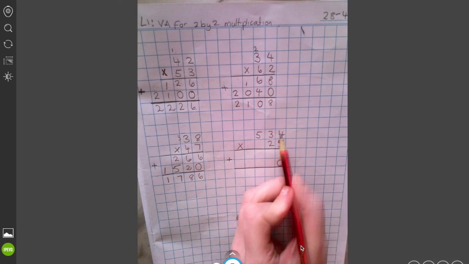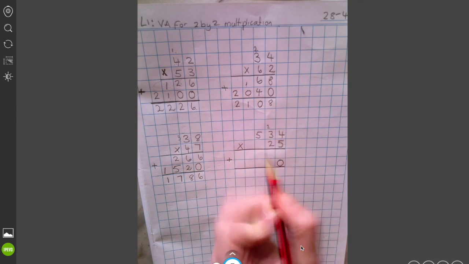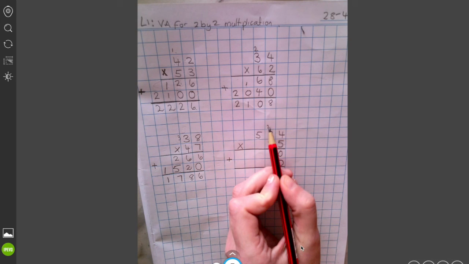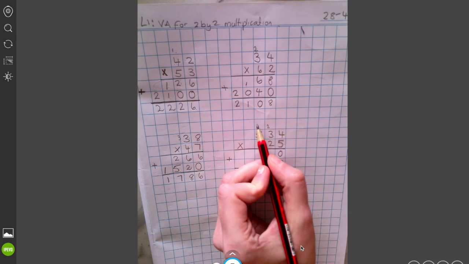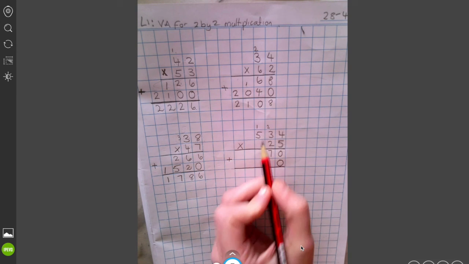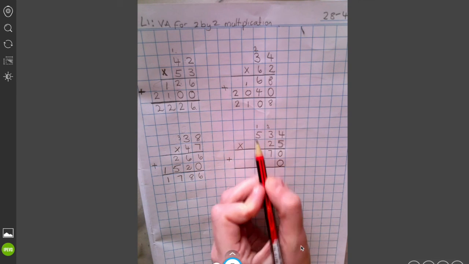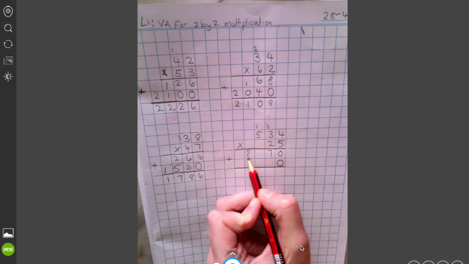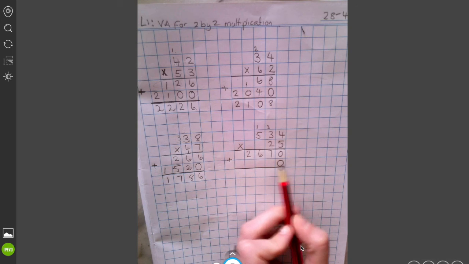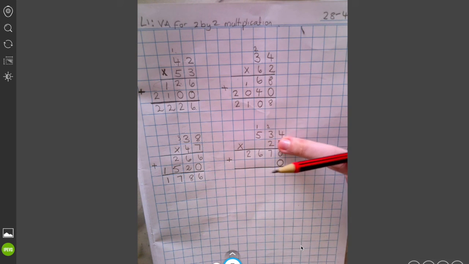5 multiplied by 4 is 20. 5 multiplied by 3 is 15, plus 2, 17. 5 multiplied by 5 is 25, plus 1 is 26. So I've got my special 0 down here. And now I'm going to ignore the 5 and I'm going to do exactly the same thing with the 2. So I'll go 2 times 4, 2 times 3, 2 times 5. Let's see how we go.